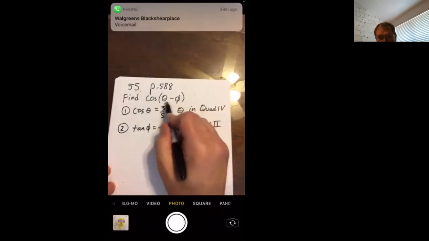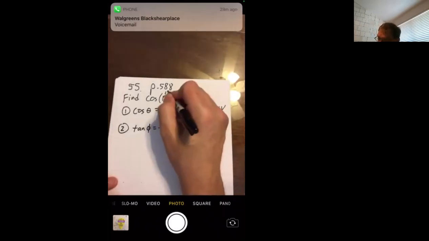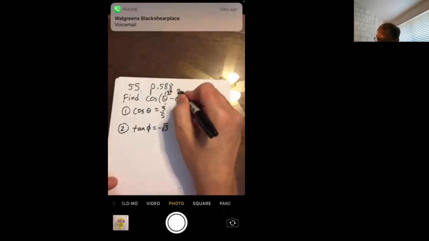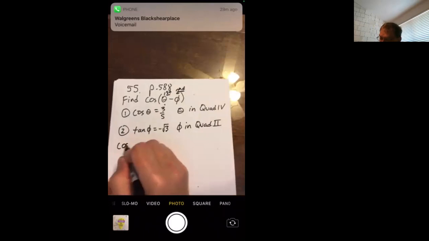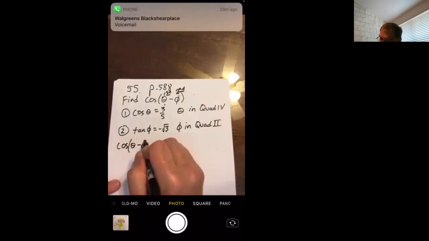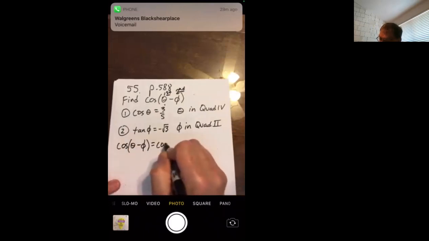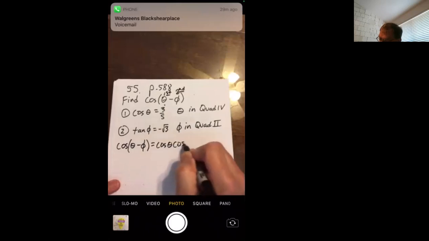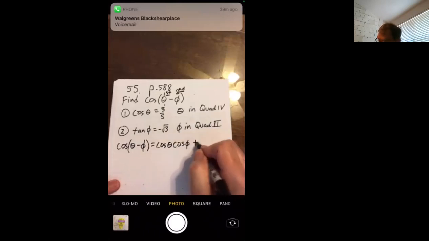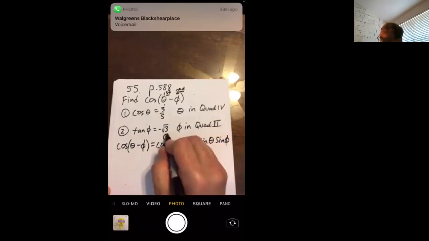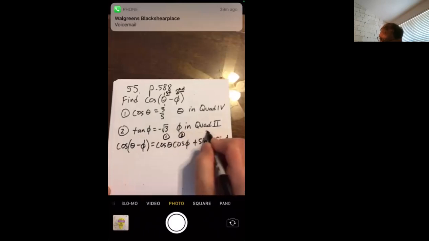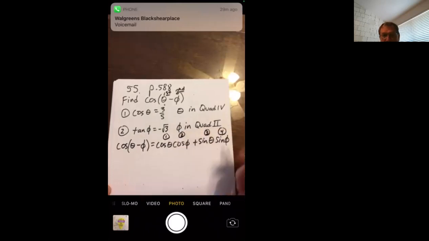Once again, it's plug and chug. This is first, this is second. I'm going to write out what we've got to plug and chug into. So cosine theta minus phi, remember when? Cosine, cosine, add sine, sine. Once again, we can number piece 1, piece 2, piece 3, piece 4, if it helps you keep track of them.